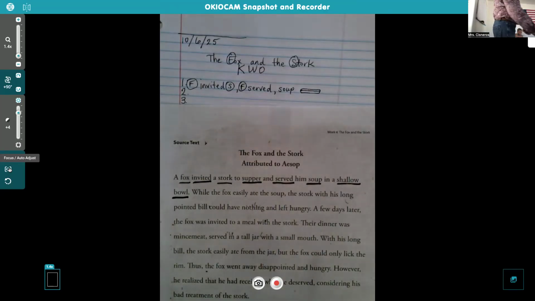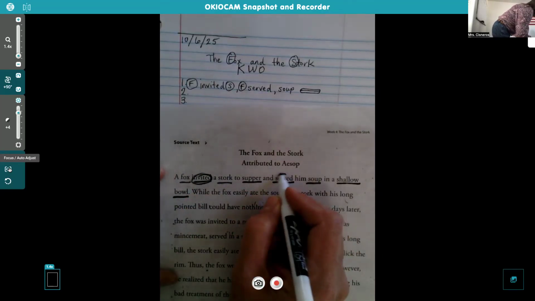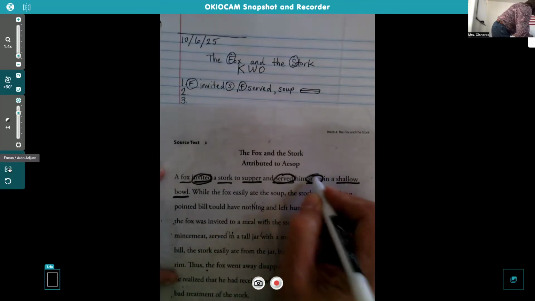All right, doesn't really look like it. Looks more like a hamburger, but that's not what that is. It's a shallow bowl, okay? So no judging here. It's better than a hot dog. Or a hot dog, yeah. As long as you know it's a shallow bowl, that's all that matters, right? All right, so we used invited, we used served, and we used soup.